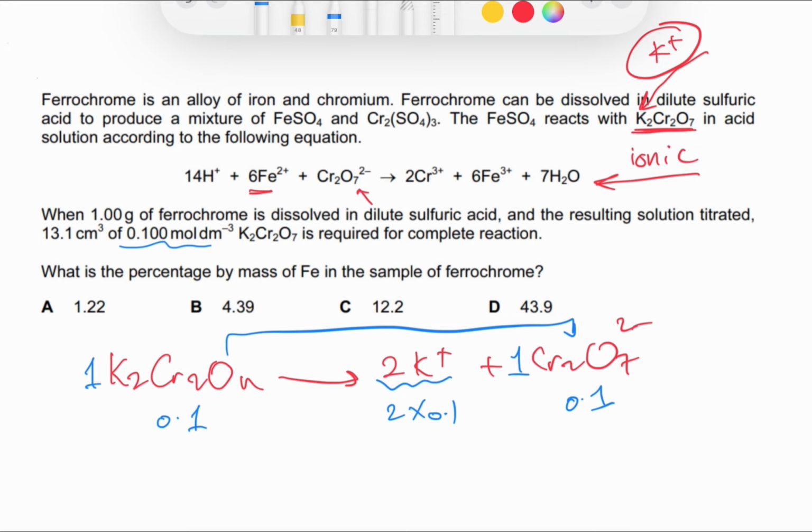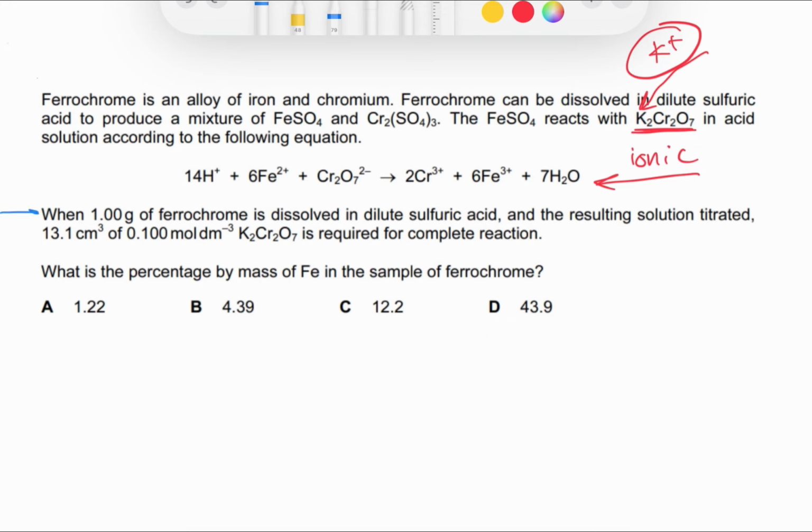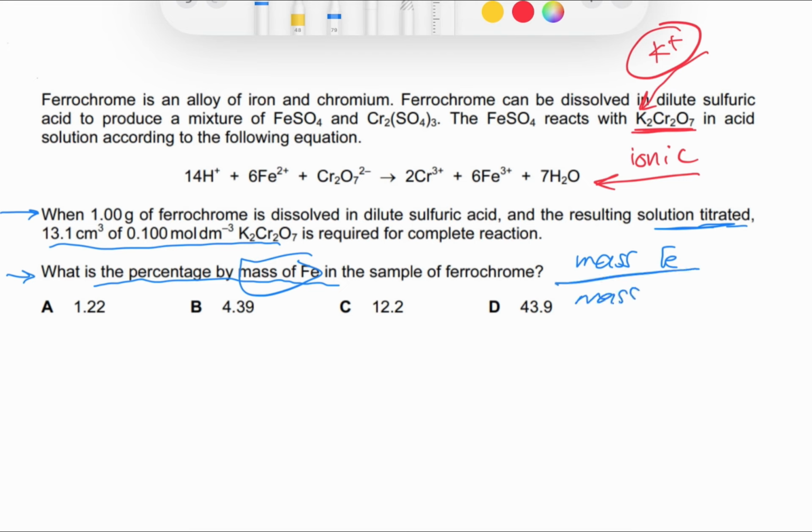Okay, let's go back again to the question. The question says, when 1 gram of ferrochrome is dissolved in dilute sulfuric acid, the resulting mixture is titrated with this amount of potassium dichromate. What is the percentage by mass of iron in the sample of ferrochrome? Once we say the percentage by mass of iron, it means that you have to calculate the mass of iron over the mass of ferrochrome, which is 1 gram, and then you multiply by 100.